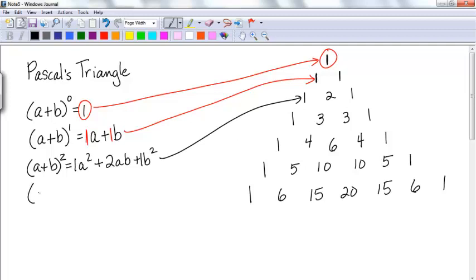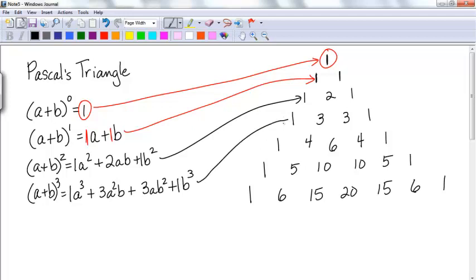I want to get a few of these down before I go on to the third. Now you would actually have to take a plus b times a plus b squared, but we're going to go ahead and simplify it out. This would be a cubed plus 3a squared b plus 3ab squared plus b cubed. And here are your coefficients, 1, 3, 3, 1. That's the next row. Okay?